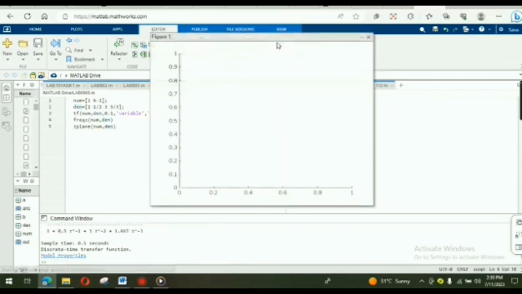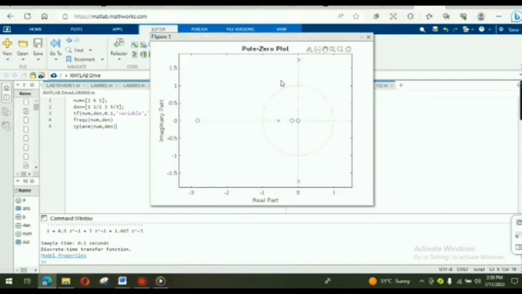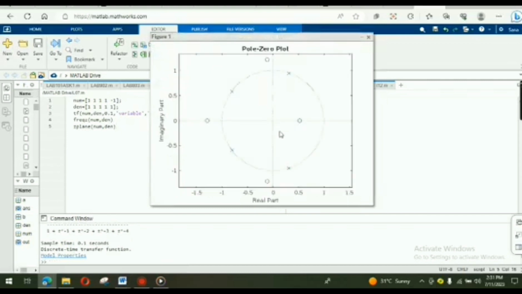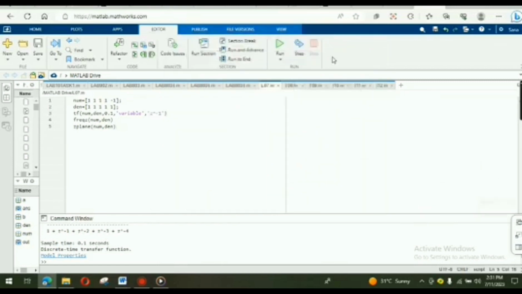Lab task number 6. After running this function, we can see that two of the poles are again outside of the unit circle, so this system is unstable. Lab task number 7. Now we have to run this code. Here we can see that the poles are on the unit circle, so the system is partially stable.